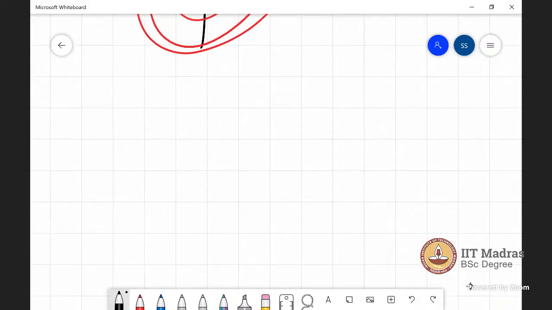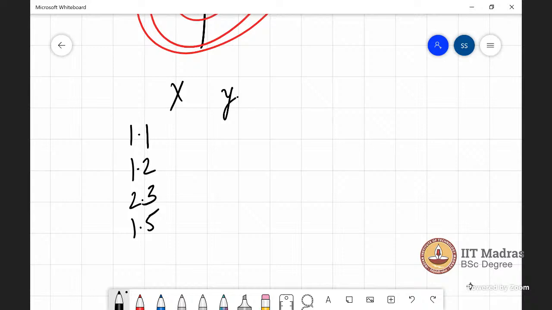So we have X and Y. What are X? Can you tell me? 1.1. I'm telling column first, rows first, okay? Columns first. 1.1, 1.2, 2.3, 1.5, 2.9, 2.3. Is that what you're saying? No, it's actually 2 by 3.